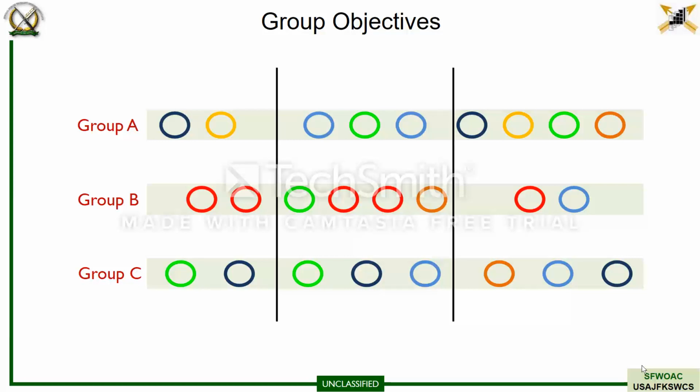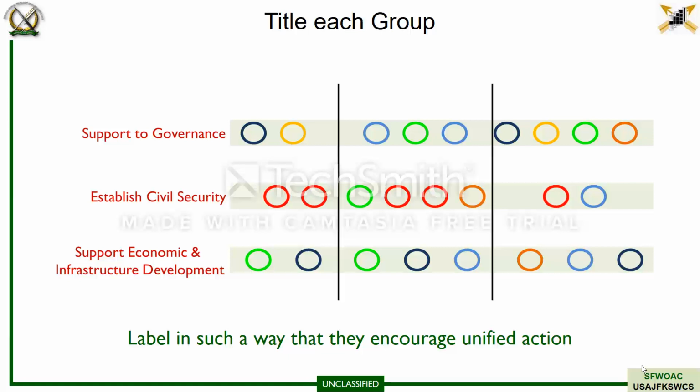In the next step, a set of activities is given a title, one that can represent what the group is trying to accomplish. For example, support to governance would be an appropriate title for a group of objectives whose primary purpose is to assist a local government to enhance its capabilities and capacity to govern. Refrain from titling a group of activities by specific means. This would counter current military practices such as unity of command and whole of government.